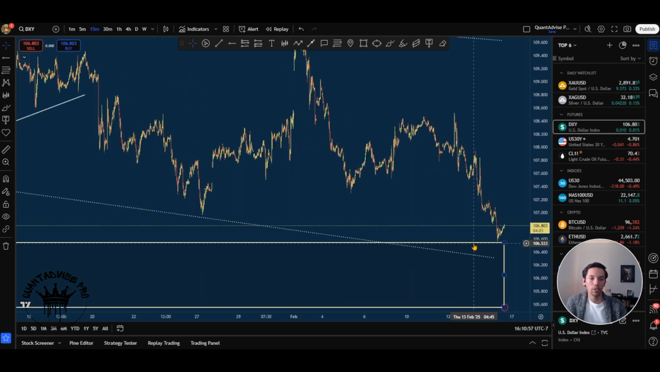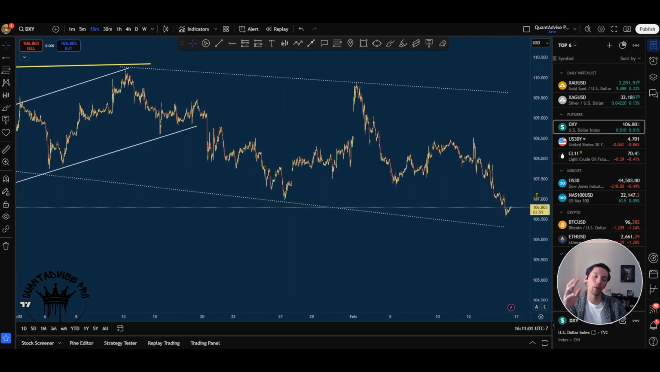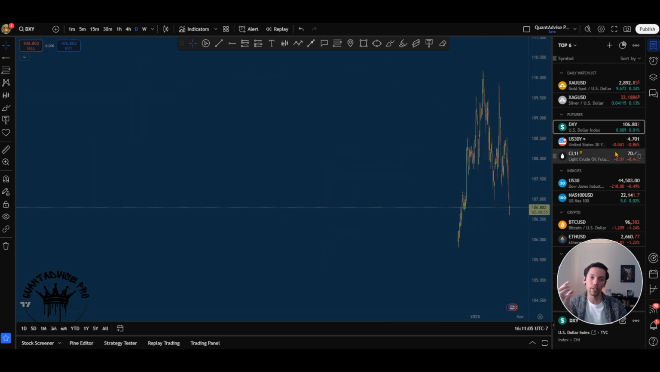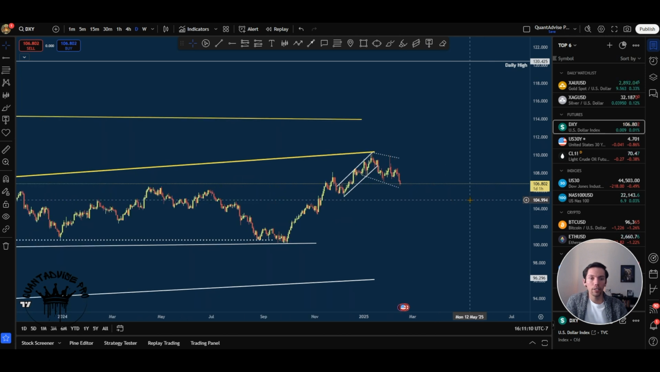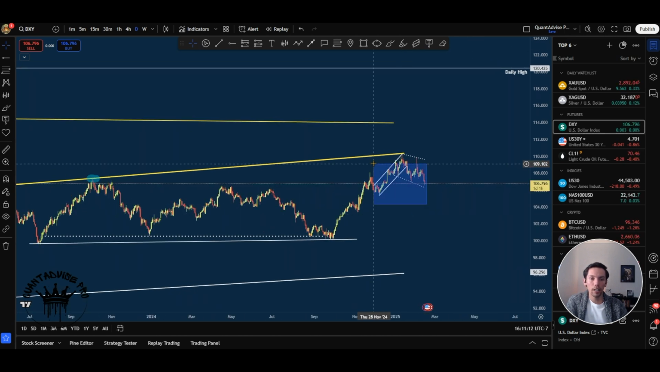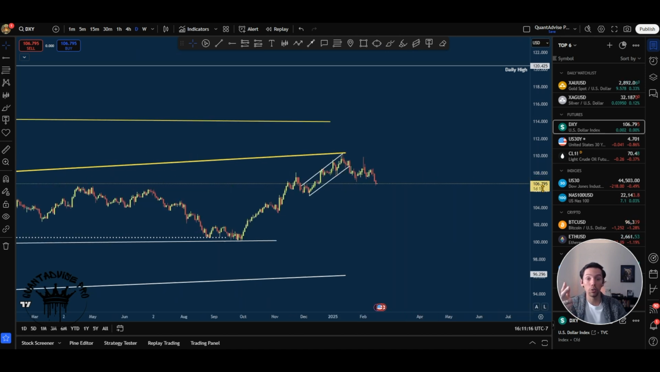So we've been monitoring the dollar, especially if you're trading instruments that are correlated with the dollar. You always want to keep an eye on it. So this is our daily time frame.